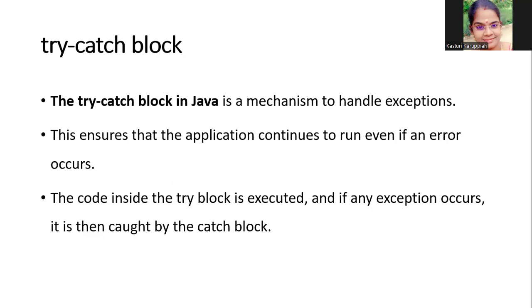What is the use of try and catch block? Try catch block in Java is a mechanism to handle exceptions. This ensures that the application continues to run even if an error occurs. Yes, we can make it possible. Even if the error occurs, if we properly handle that error at runtime, the program or application will not stop. It will continue to execute. That is, the code inside the try block is executed, and if any exception occurs, it is then caught by the catch block.